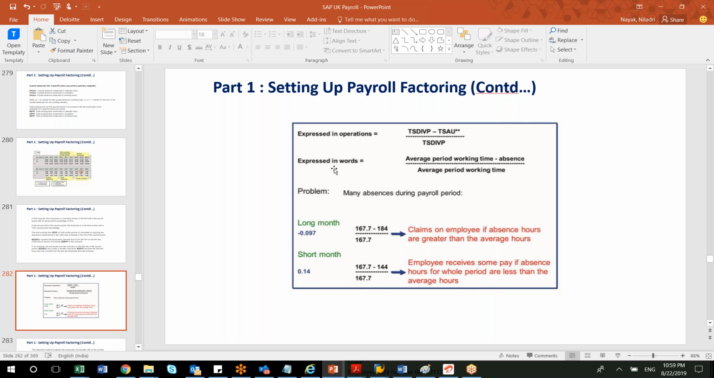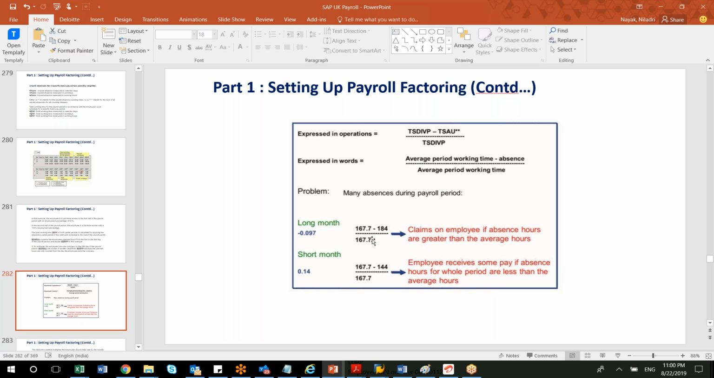Okay, so this is how the calculation will happen. It will be calculated like this. The average period working time means your total number of working hours, say 167.7 hours, and suppose your absence is more, say 184 absence hours. In that case, for that long month, how will it be calculated?